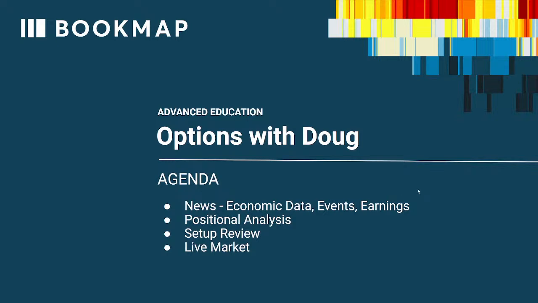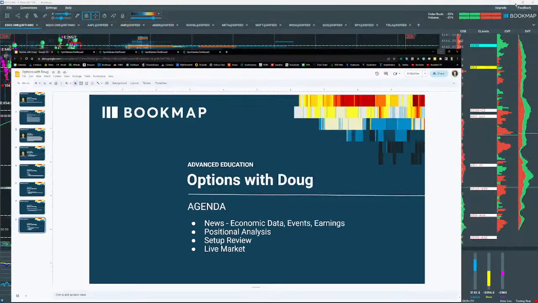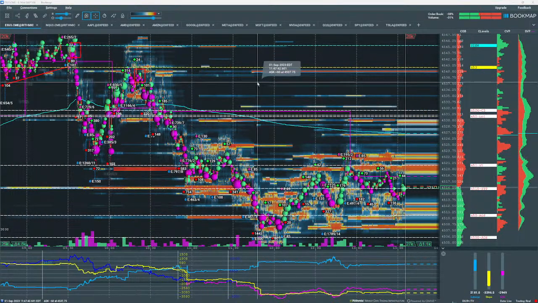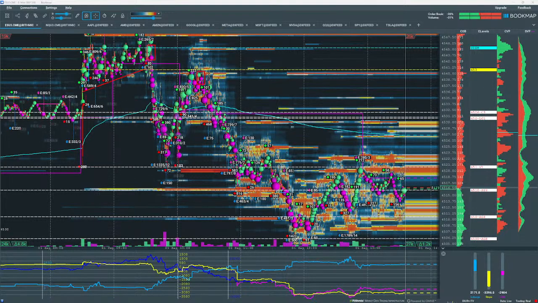Now let's get to my positional analysis. This is the S&P 500 futures in Bookmap. I'm going to focus on the levels right now as part of my positional analysis, and then we'll talk about setups in a few minutes.